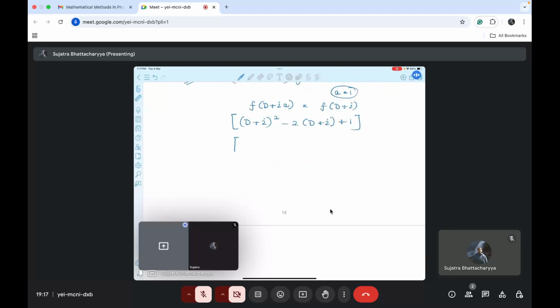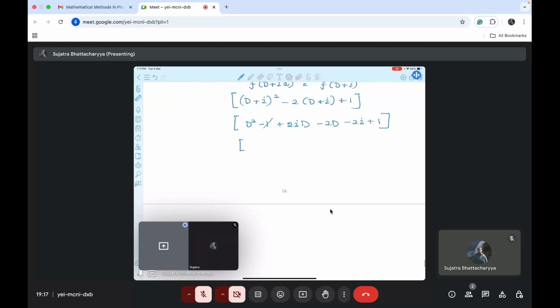So let's do that. D square, iota square will be minus 1, 2 iota D minus 2D minus 2 iota plus 1. Okay, so minus 1 plus 1 goes, D square minus 2, I'm sorry, 2 can be taken out, 1 minus iota D minus 2 iota. Right? This we are taking. Minus iota I have already taken out, right? So this is fine.